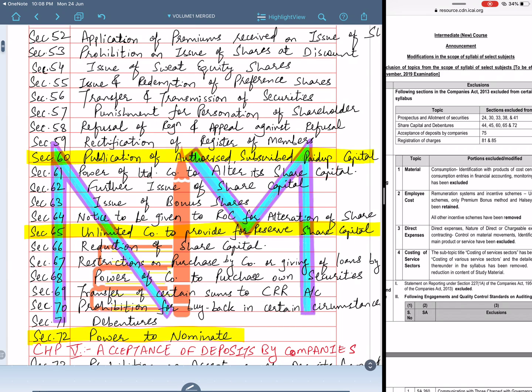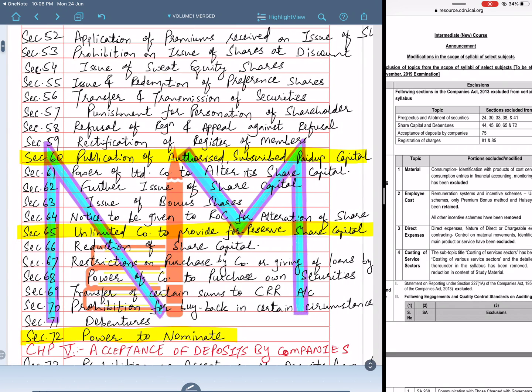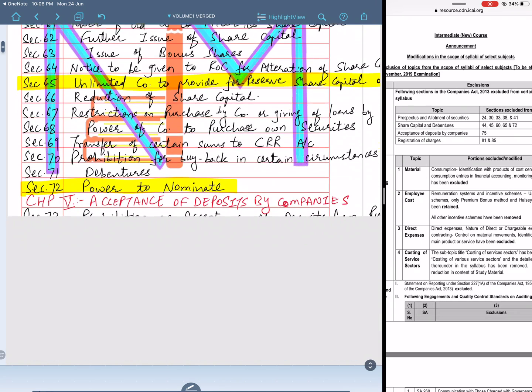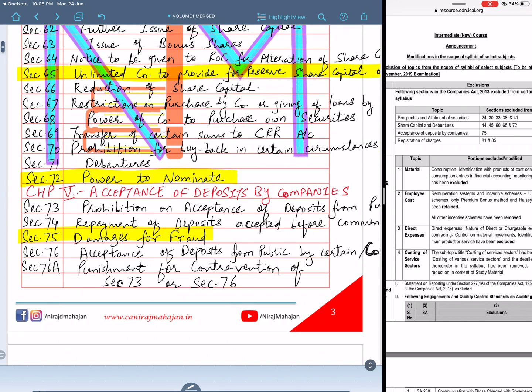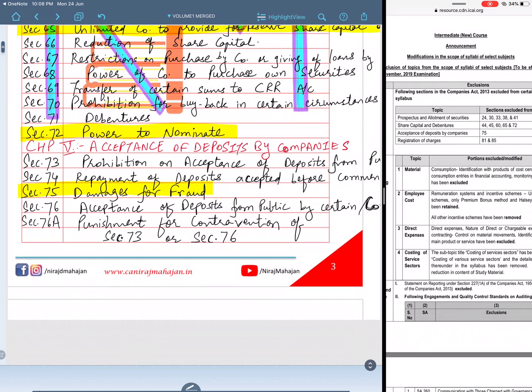65, it was a very small or unnecessary section. Unlimited company should provide reserve share capital. That was not very important. 72 is a very important section. Power to nominate, it is gone. There were so many questions asked on nomination, but that section 72 is gone. A big relief to the students. So GDR and this section 72 are a big change.